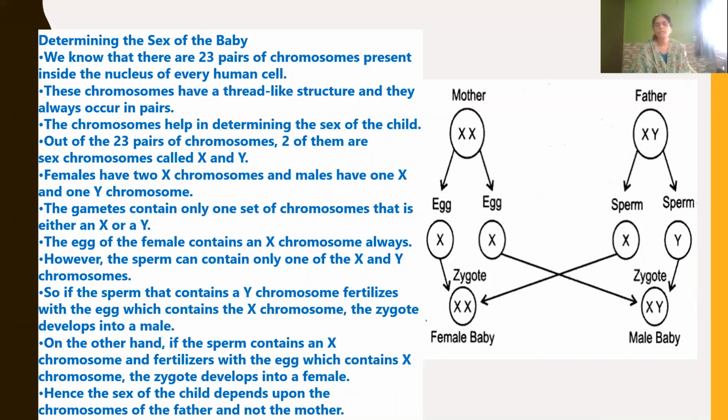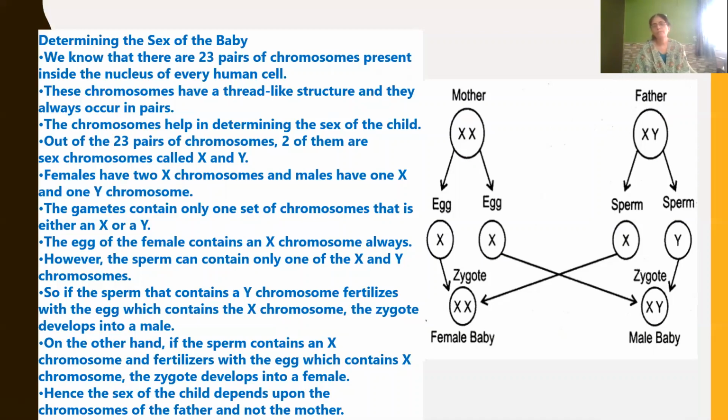We know that during puberty, the testes produce millions of sperms. So the sperms carry either X or Y. If the sperm contains Y chromosome and fertilizes the egg which contains X chromosome, the zygote develops into a male child. On the other hand, if the sperm contains X chromosome and fertilizes the egg containing X chromosome, the zygote develops into a female child.